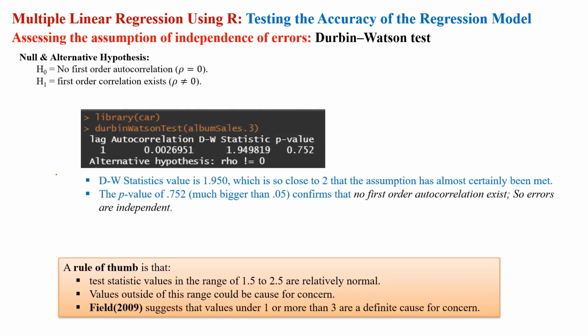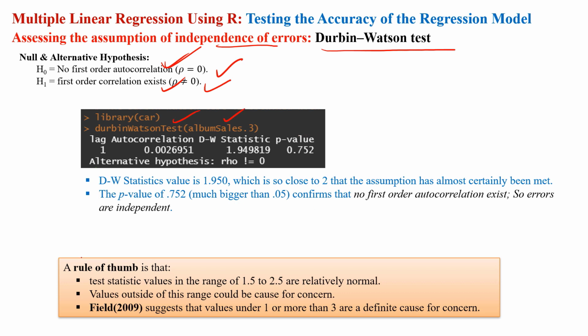Now we need to check whether the errors we are getting after fitting this regression model are independent or not. This assumption can be checked with the help of the Durbin-Watson test, in which H naught is rho equal to 0 and the alternative is rho not equal to 0, which means there is a first order autocorrelation. How can we do that? We can do that with the help of this command. So I will run it.